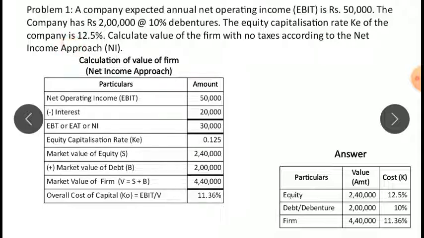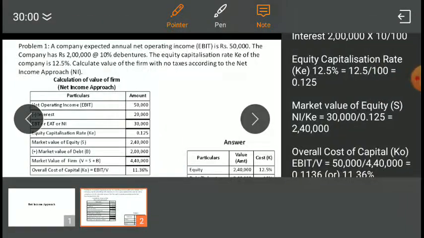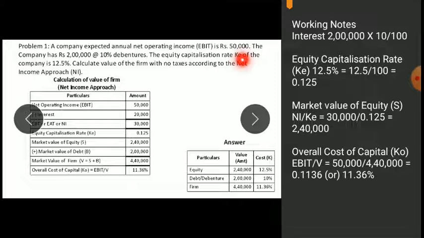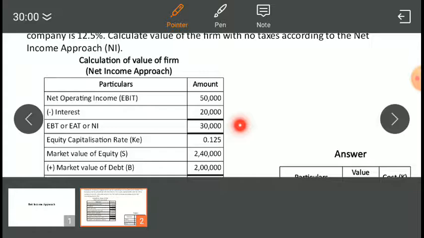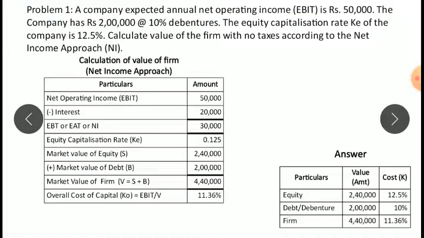Next, we have to calculate the equity capitalization rate. For that, we go with the working notes. For equity capitalization rate, it has mentioned 12.5 percentage. We have to convert it into a decimal, 12.5 percentage divided by 100, we will get 0.125. That has been written here, and by this equity capitalization rate we are able to find out the market value of equity.